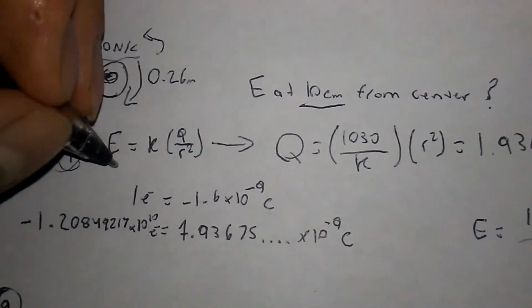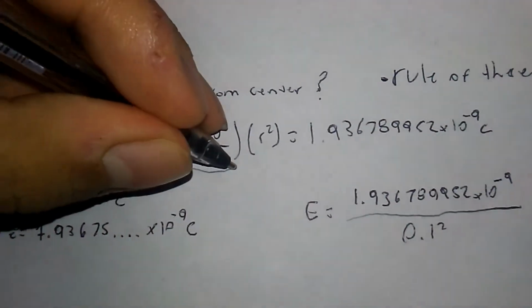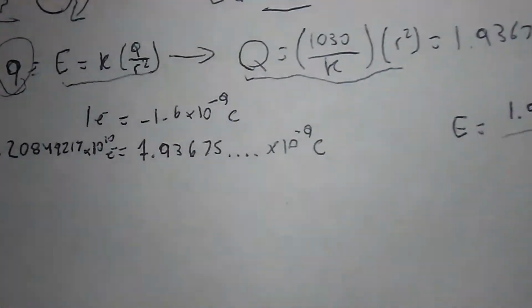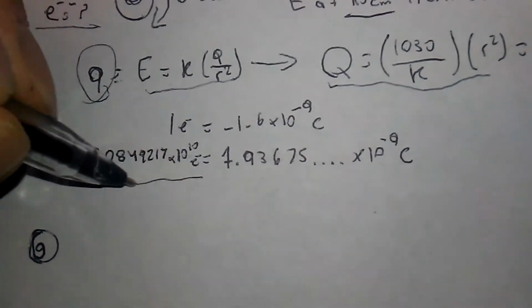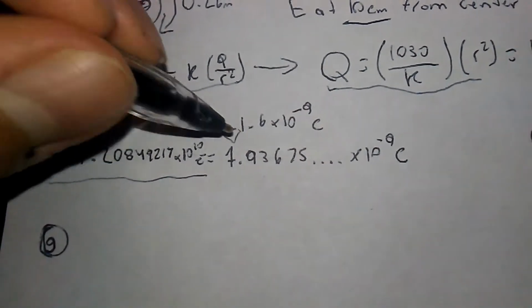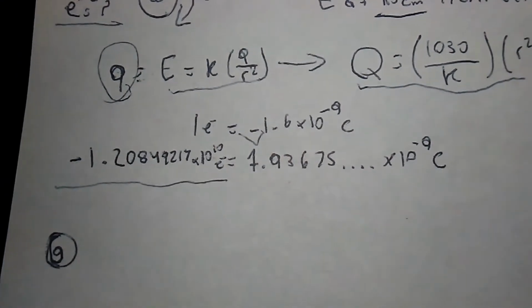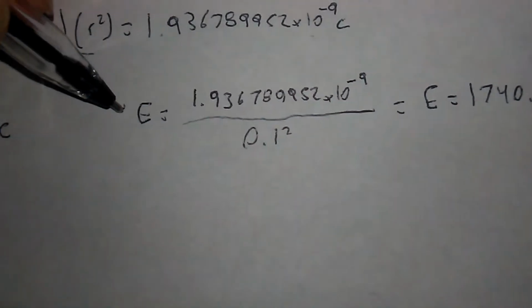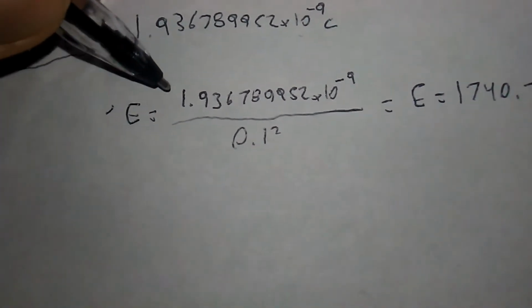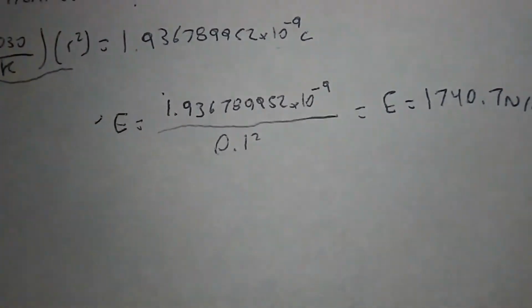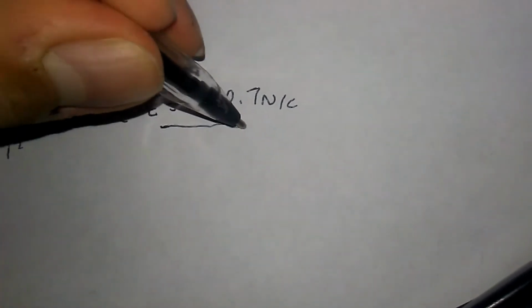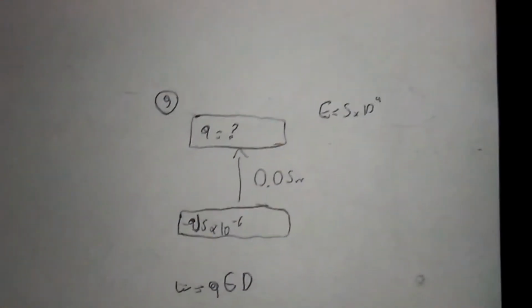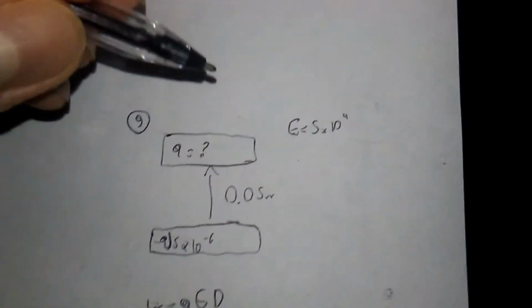So we use this formula and clear out for Q to get the charge of 1.9 times 10 to the minus 9 coulombs. And now we use the rule of 3 to get the number of excess electrons that we need, being minus 1.2 times 10 to the 10 excess electrons. Finally, to get the electric field of the sphere when the field is at 10 centimeters apart from the center, we use this formula to get an electric field of 1740 newtons over coulomb.